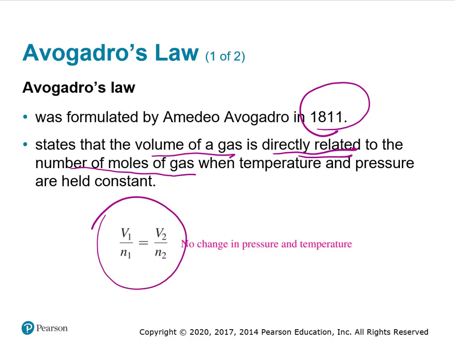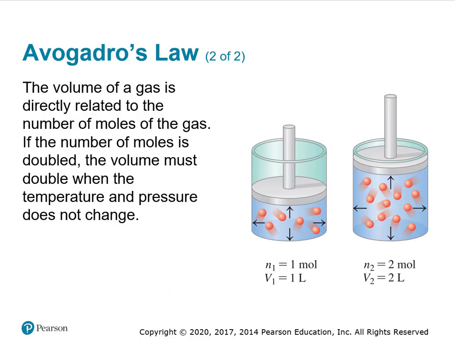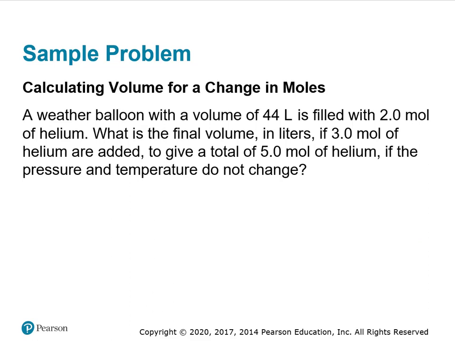Here's another equation. Again, there's no change in pressure or temperature, so we can say V1 over N1 equals V2 over N2, and N is the number of moles of a gas. The volume of a gas is directly related to the number of moles of a gas. If the number of moles is doubled, then the volume must be doubled. Notice here, I have 1 mole of gas, and it is taking up 1 liter of space. Notice that my volume doubled when my moles doubled. Let's look at a sample problem.